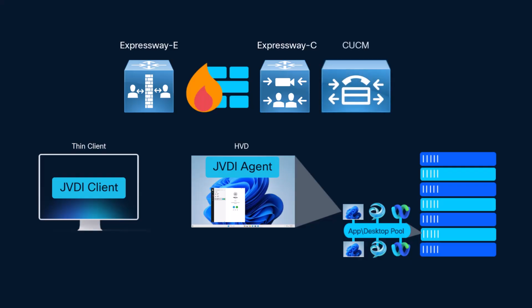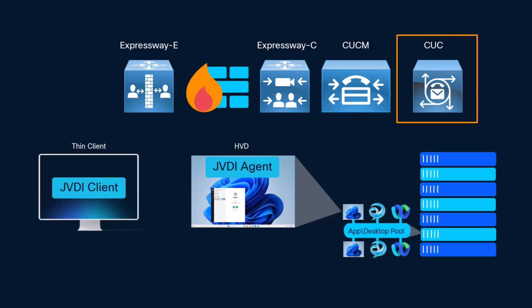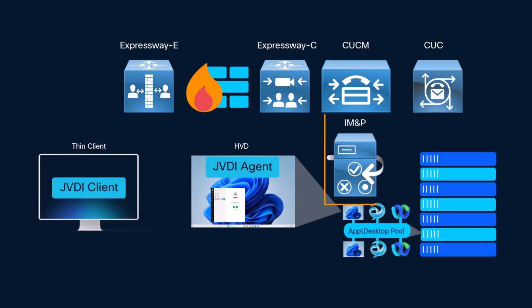Our next component is the Cisco Unified Communications Manager, also known as CUCM. JVDI leverages CUCM for its UDS, TFTP, CTI, and SIP services. Next, we have Unity Connection, whose VM REST and Jetty services are used by Jabber for voicemail. And last, we have IM and Presence, which is used by Jabber to provide instant messaging and presence services via the XMPP protocol.